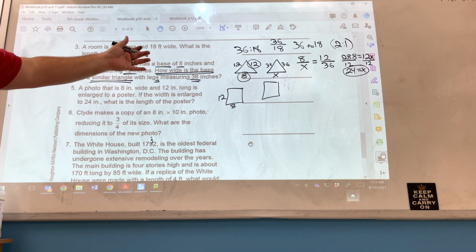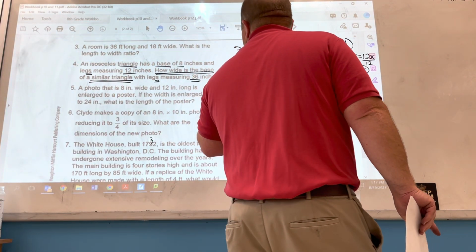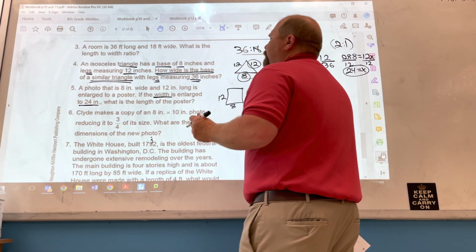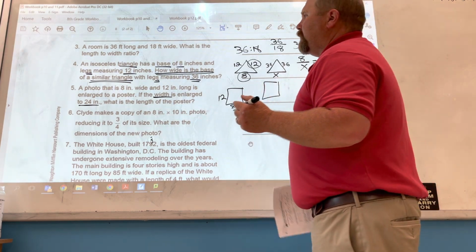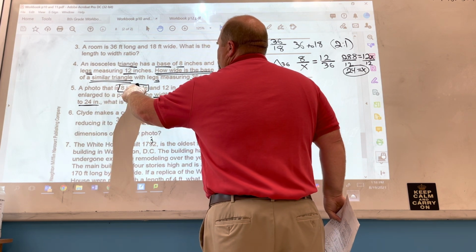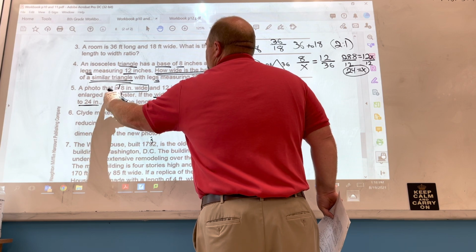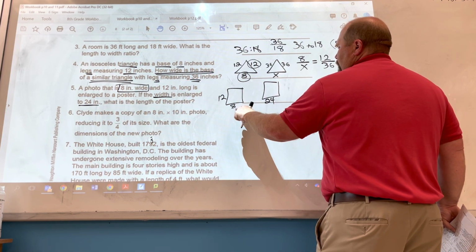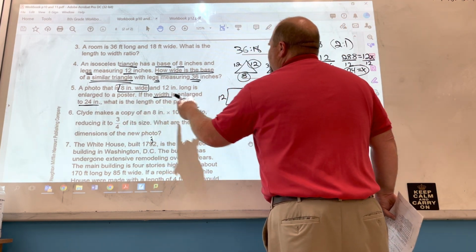Now I know mine's not any larger, but that's okay. We're going to use numbers. So enlarge it to a poster. If the width is enlarged to 24, so I've got to figure out, does 24 go at the bottom or on the side? I need to go back to the original. 8 inches wide. That was the short side. Wide is the short side. That means 24 corresponds to 8. So 24 needs to be in the same position as the 8. They're both the short side. They're the width.